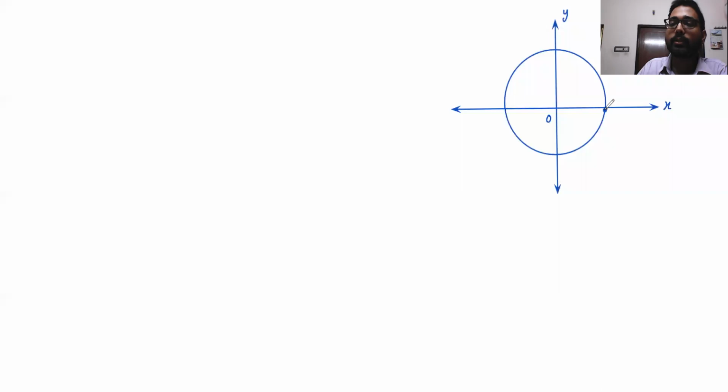So this point is going to be 1, 0. Radius is 1 unit. This is going to be 0, 1. This is going to be minus 1, 0. This is going to be 0, minus 1, right? So now let's say this is point P, it is making theta with the positive x-axis.